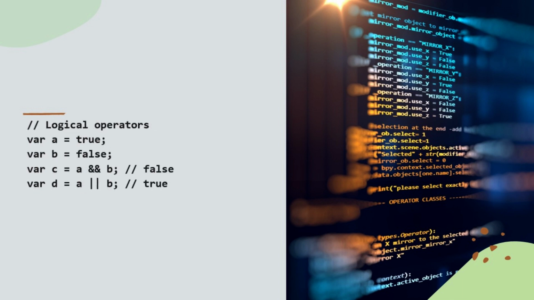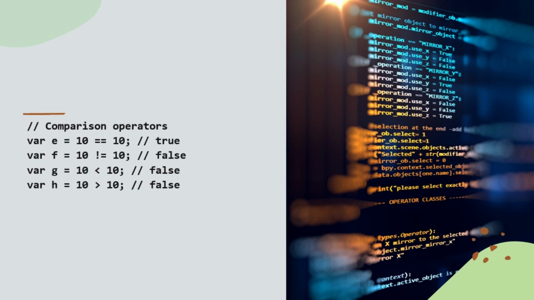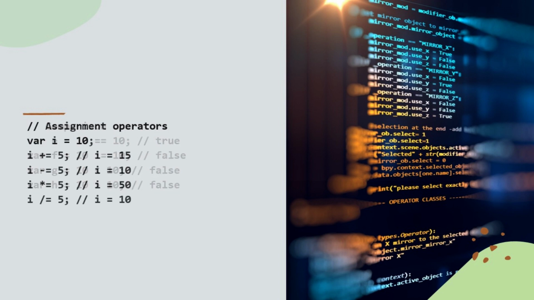Logical operators. Logical operators are used to perform logical operations on Boolean values. They include and, or, and not. Comparison operators. Comparison operators are used to compare values. They include equal to (==), not equal to (!=), greater than (>), less than (<), and more.